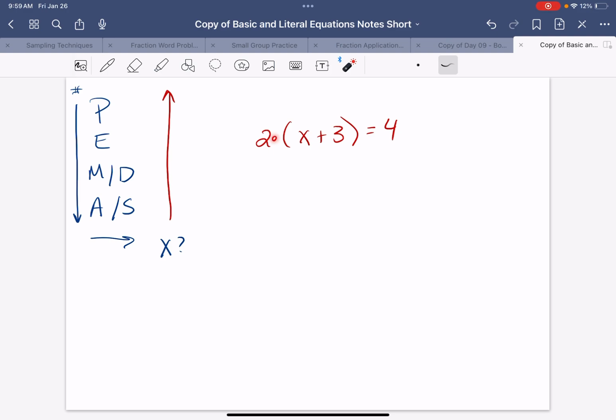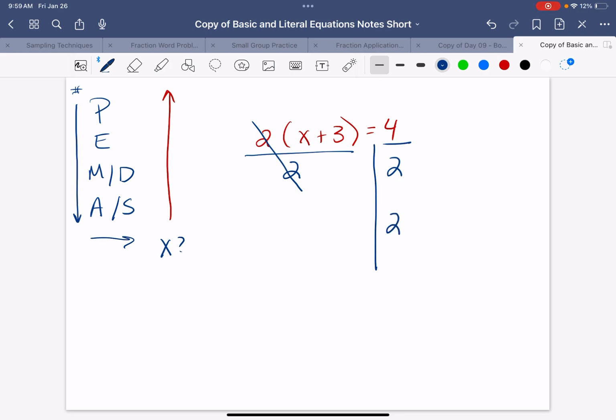Since this is multiplication here, I'm going to do the opposite. So the opposite of multiplication is division. So we are going to divide both sides by 2, because what you do to one side, you have to do to the other side. It's your do-do rule, all right? So 2 divided by 2 here is equal to 1. 2 over 2 is 1. But now I'm left with 4 divided by 2, which is equal to 2.